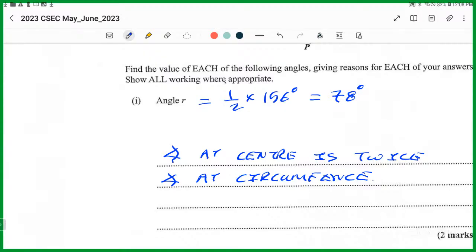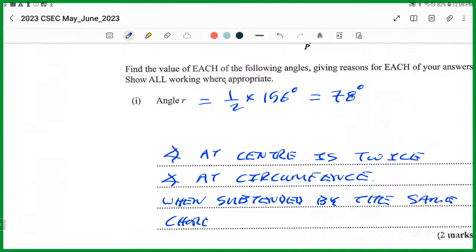Right. If you stop this, you're good. But you could add and say, when subtended by the same chord or arc. Remember, we're doing same arc, same chord.